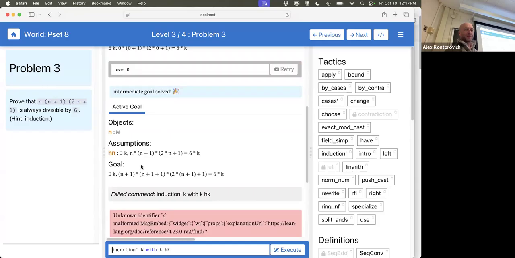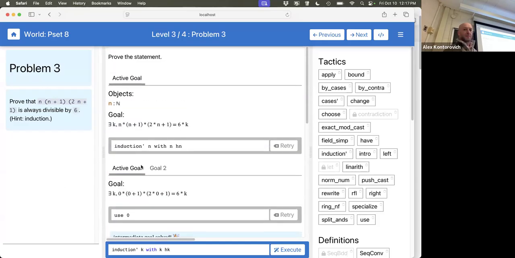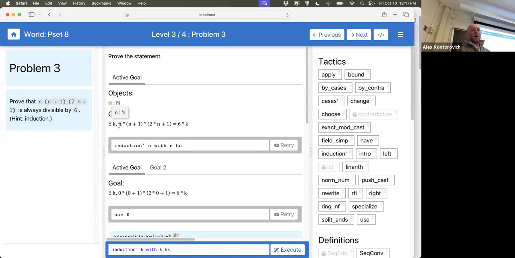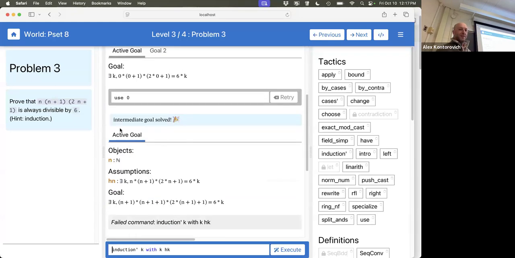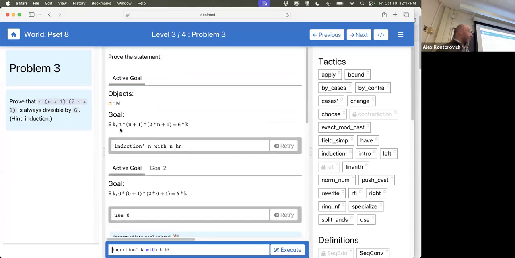What if the problem is formulated instead as, you don't have the object n, but the goal says there exists a k for all n? Then if you don't have an object, you can't do induction on that. Can it just be a poorly formulated problem? No, the problem might still be solvable. It just can't be solvable by induction at this moment.